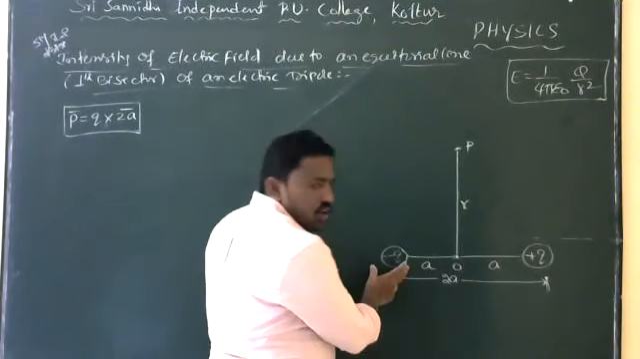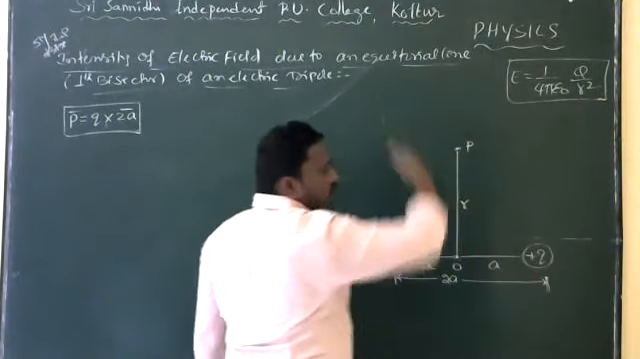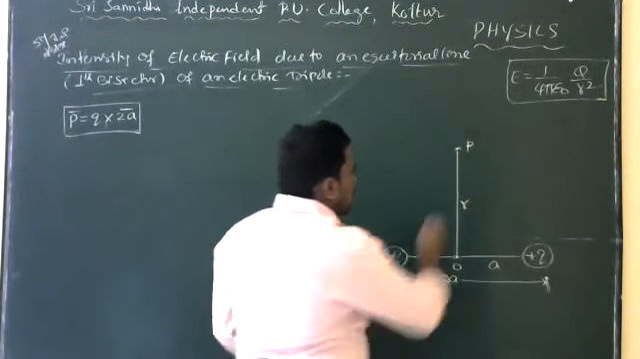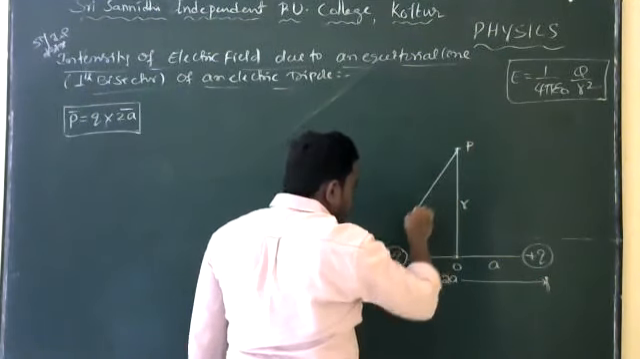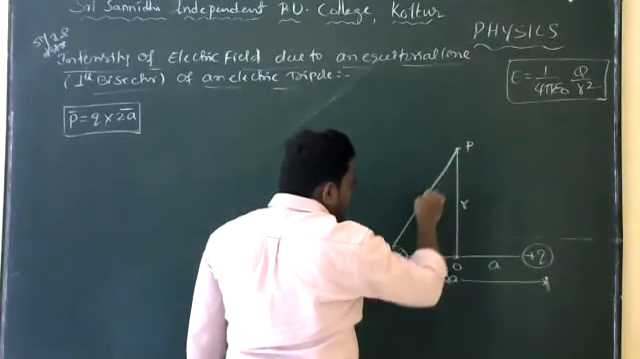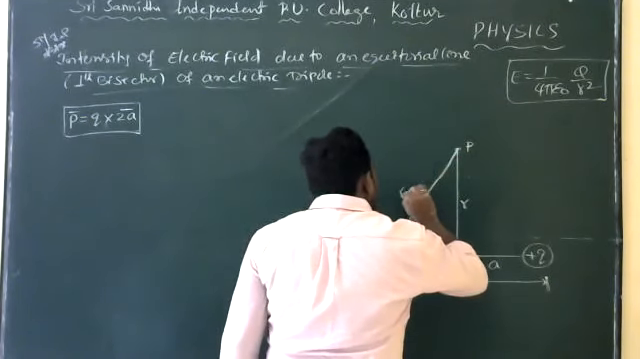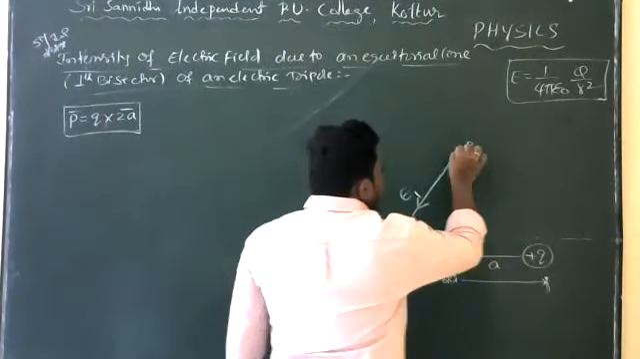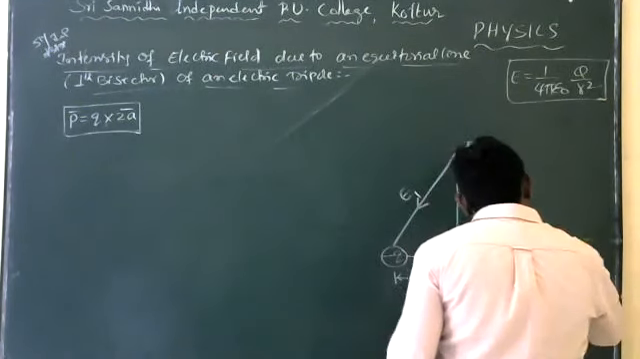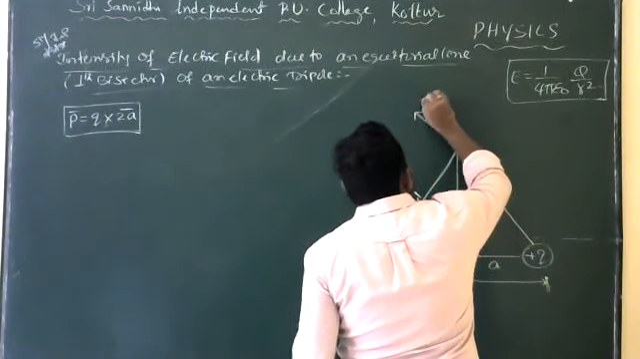For a negative charge, the intensity of the electric field is towards the charge. For a positive charge, the intensity of the electric field is away from the charge. So the field at point P due to the negative charge is directed towards the charge. This is E1. Next, the field at point P due to the positive charge is away from the charge.